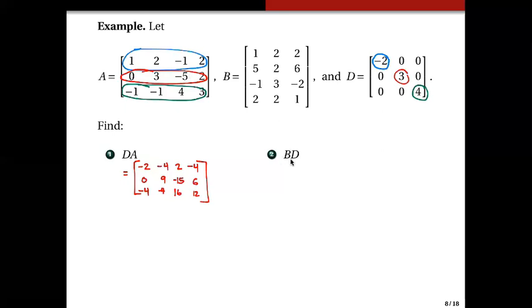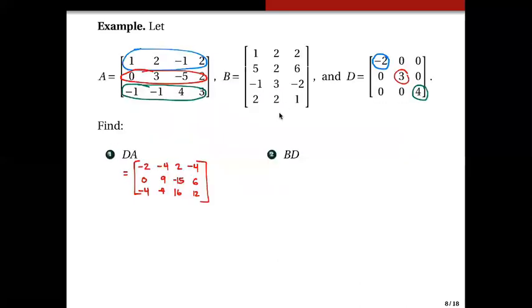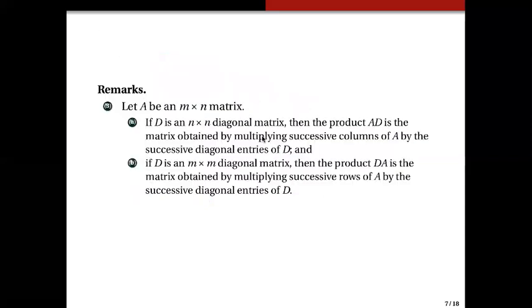For the second product here, you have BD. So this time, the diagonal matrix D is multiplied on the right of the matrix B. Okay. So if we go back to this remark, we are now going to look at remark 3a. For this, remark 3a states that the successive columns of A are multiplied by the successive diagonal entries of D if we want the product AD in here.